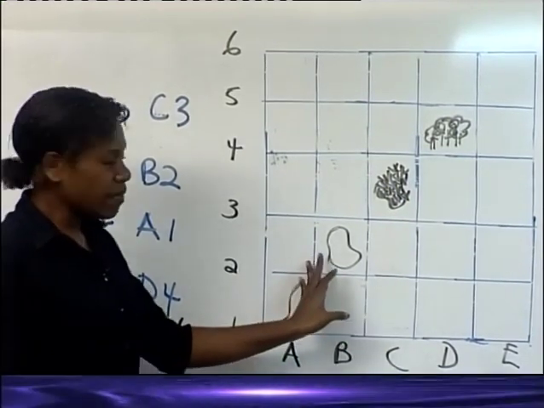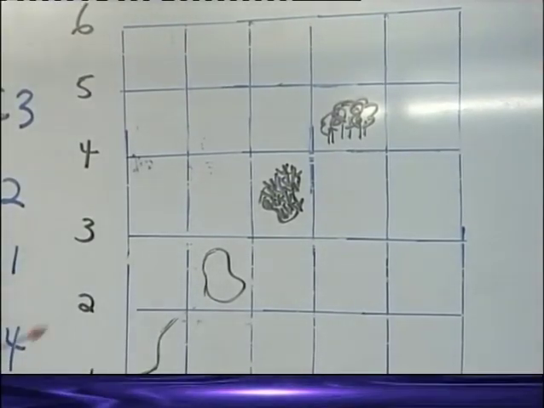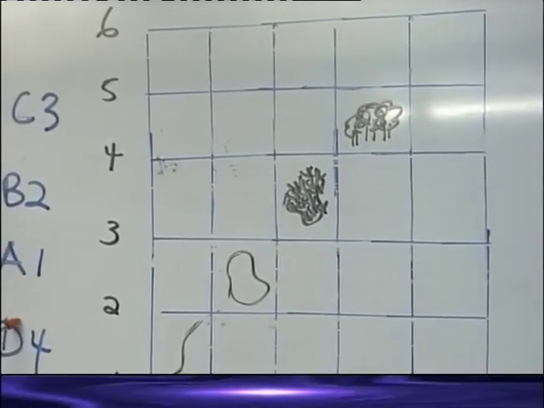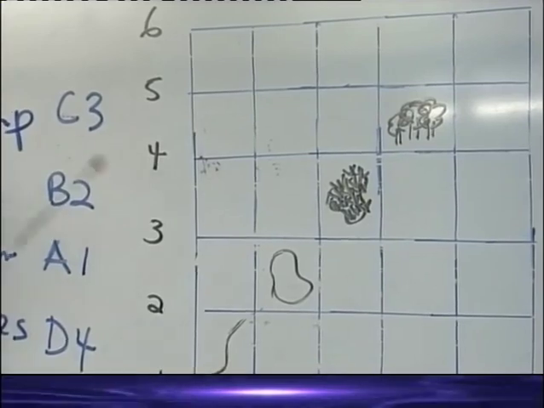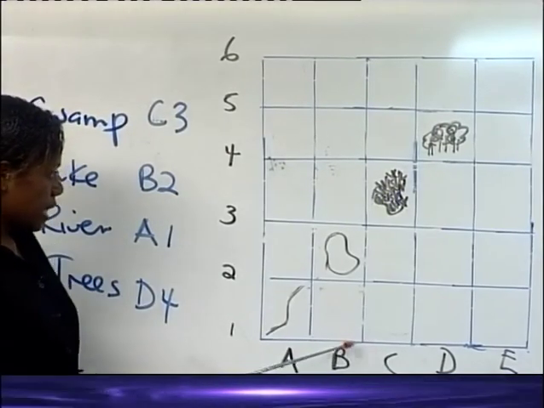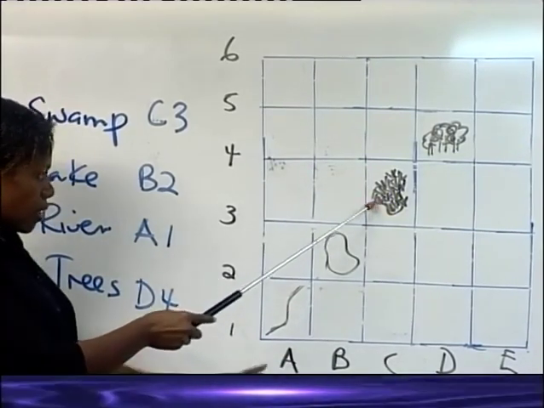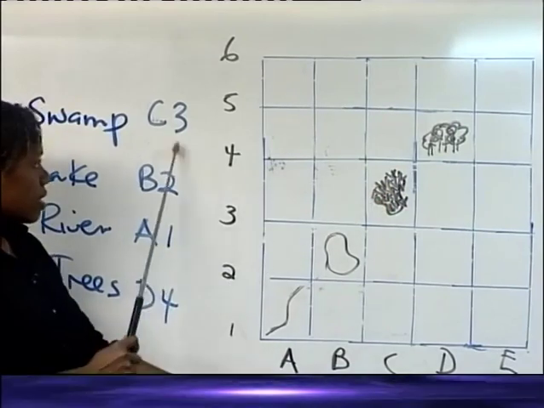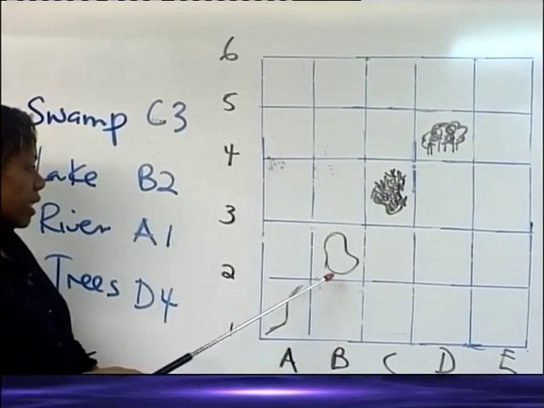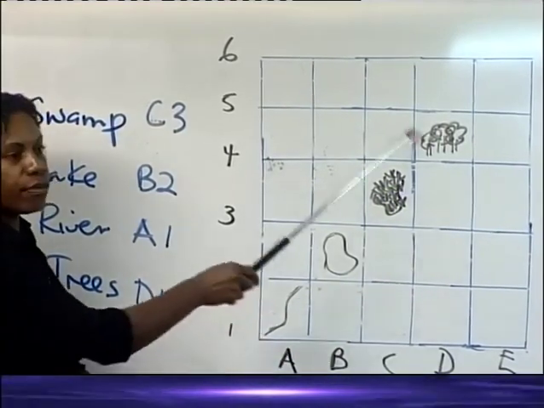All right, I'd like you others to check your grids to see that you have something like this, receiving students. Right, so you want to draw a grid and you want to plot this onto your grid, all right? The swamp, C3. That's correct. That's the grid reference, C3 for the swamp. The lake, B2, river, A1, and trees, D4.